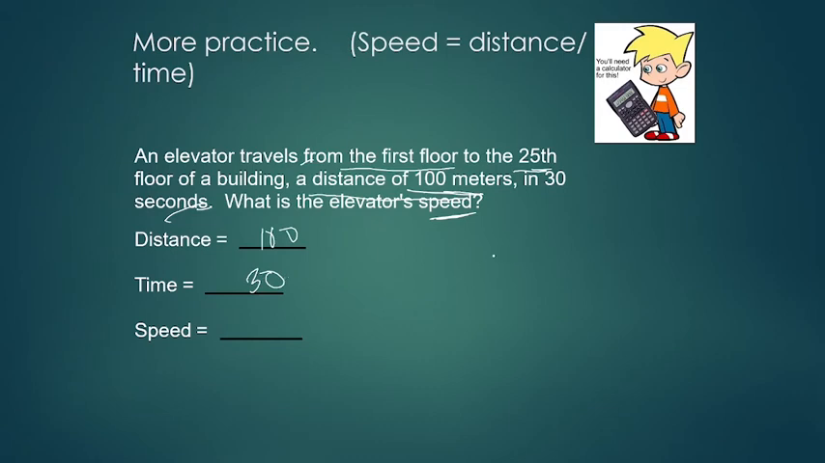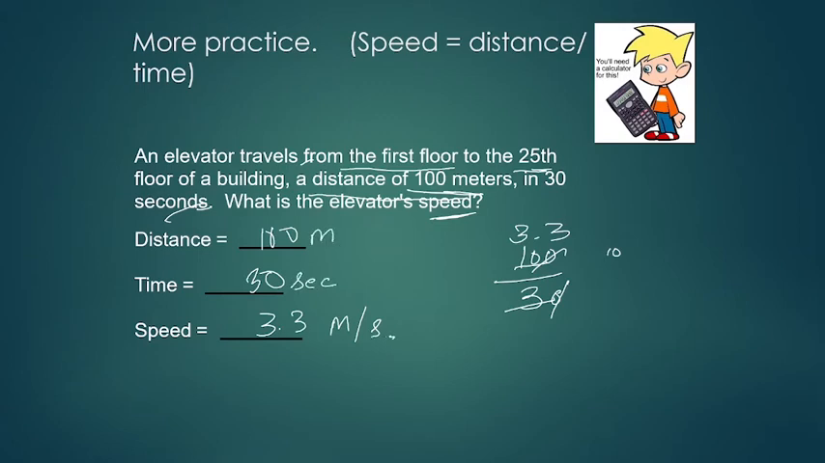Now it is asking speed. Speed equals distance by time. So distance is 100 and time is 30. 0 0 cancel. 3 3s are 9, then I'll be left with 10. So 3.3 meter per second. This distance is 100 meter and time is 30 seconds, so speed equals 3.3 meter per second. This is our answer.